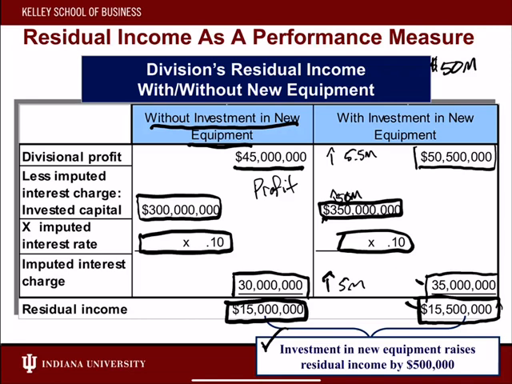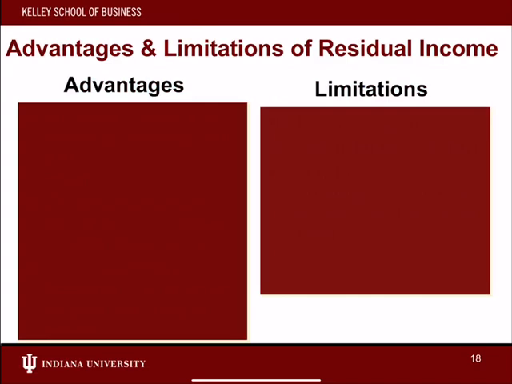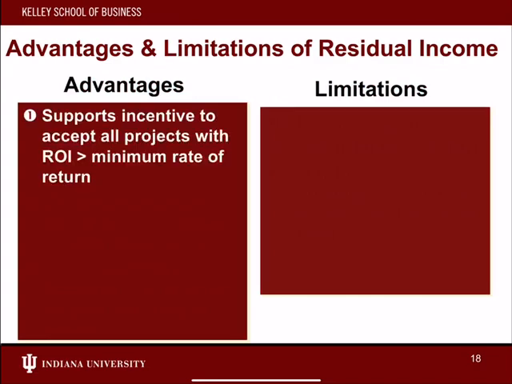So residual income, very straightforward. So the advantages, in the last lecture, we talked about ROI, where a division wouldn't want to take on a project, even if it has a really good positive ROI.